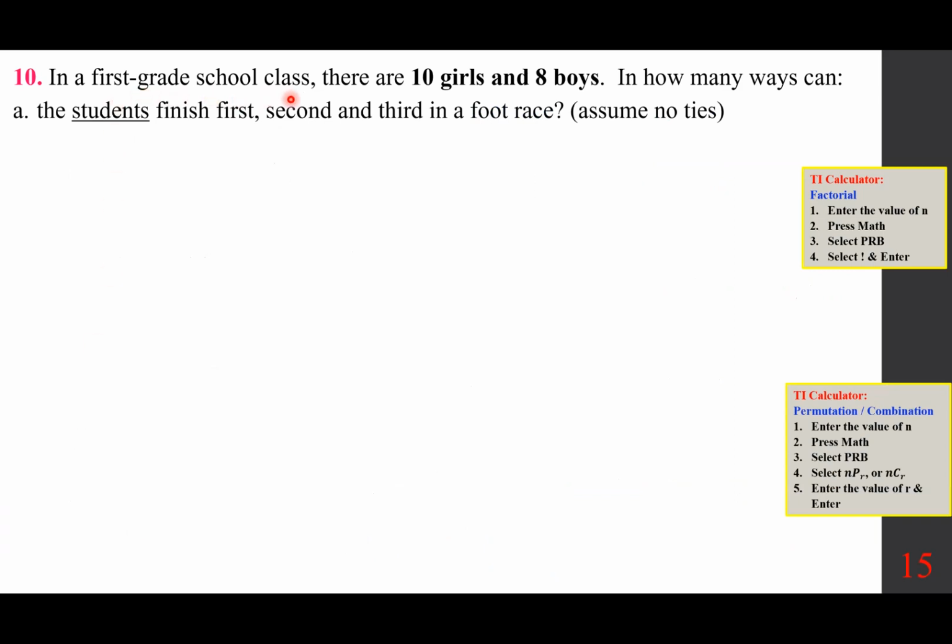In a first grade school class, there are 10 girls and 8 boys. In how many ways can the students finish first, second, and third in a foot race? Assume no ties. Clearly, order is important because we said first, second, third. And it uses permutation P and R. And we have a total of 10 and 8, 18 students. So we want to choose 3 of them, first, second, and third.